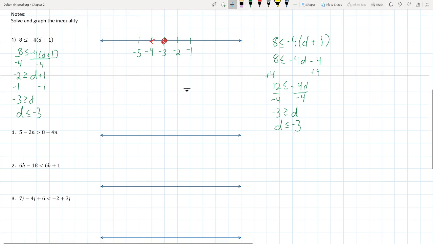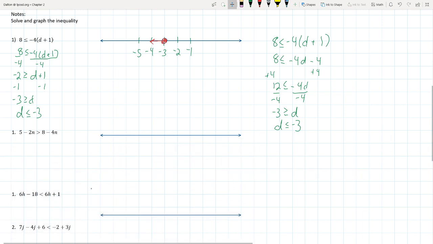For the next one, this is actually number 2 in your packet. Oh, I think I see what happens. Okay. So number 2, this one looks a little bit different because we have these n's on both sides of the equation. Whenever we do this, we're going to try and get it to one side. Like I've said before, I like to get it on the left, so I'm going to try and get it off the right.